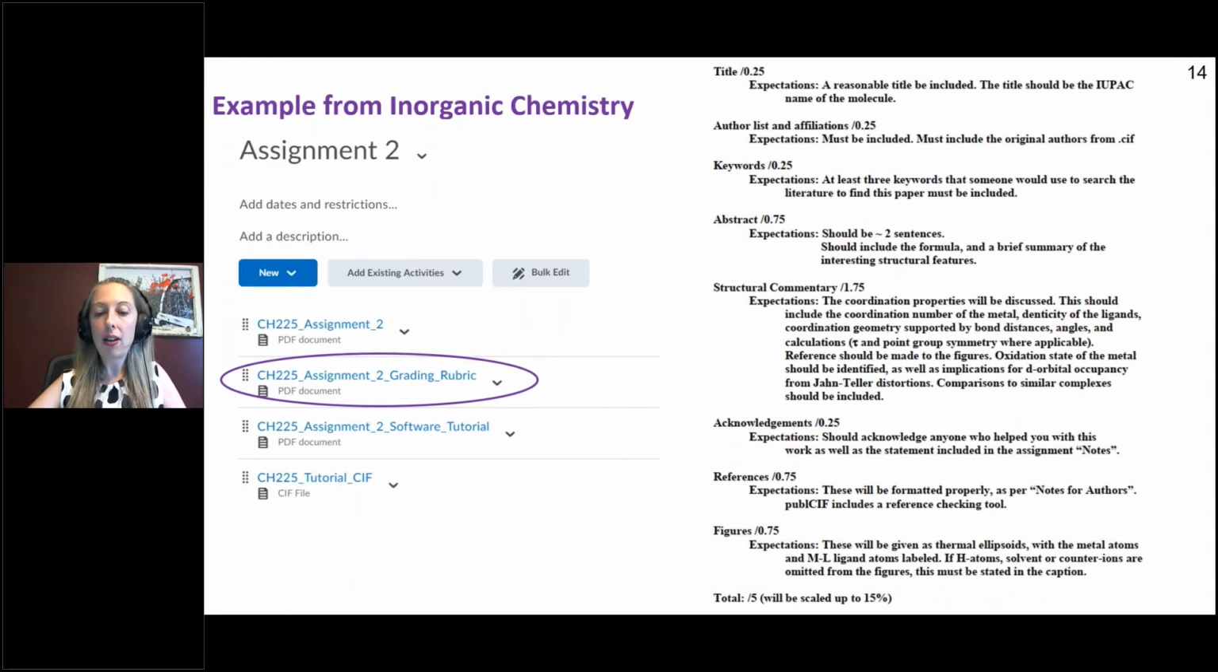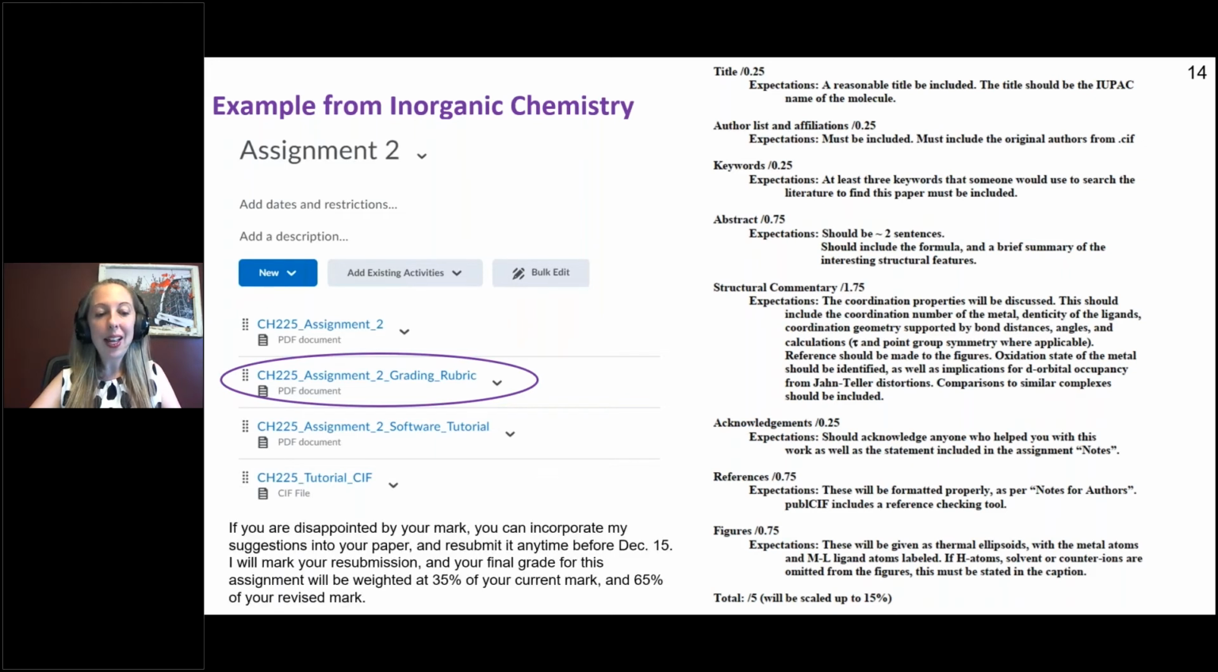So over the years, I've had a few people that have asked me, how did this turn out? Because even with this tutorial and these clear instructions, how did students actually do on this assignment? Well, I will tell you that some of them were quite disappointed by their marks, but I actually provided them the opportunity to include my feedback.